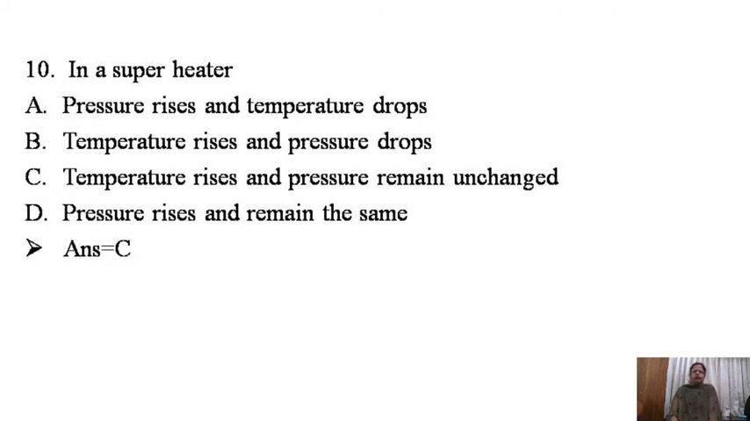In a superheater: option A, pressure rises and temperature drops; option B, temperature rises and pressure drops; option C, temperature rises and pressure remains unchanged; option D, pressure rises and temperature remains the same. In a superheater, the temperature rises and pressure remains unchanged. These are some of the multiple choice questions in this session.